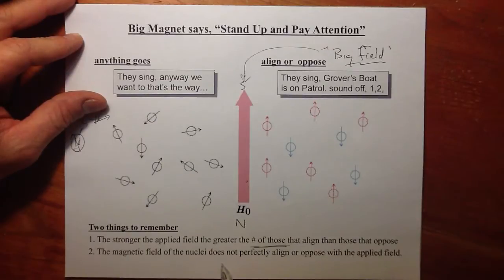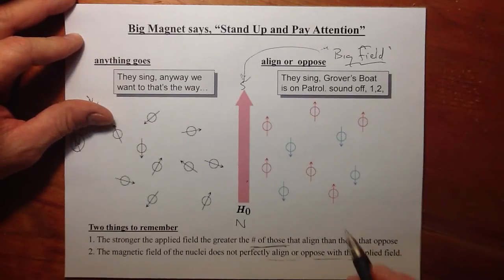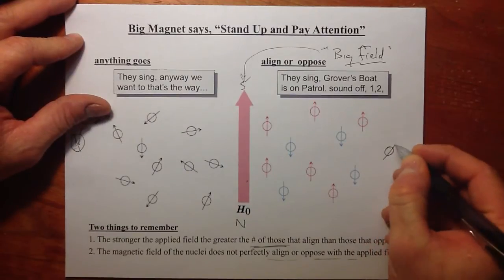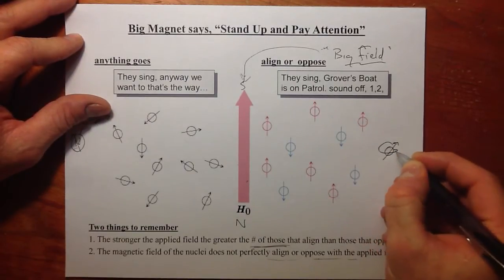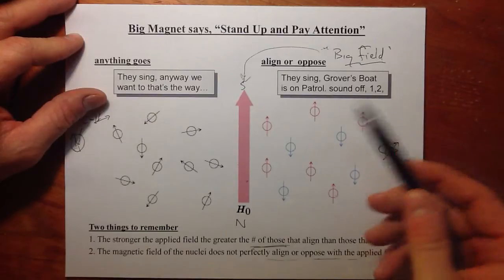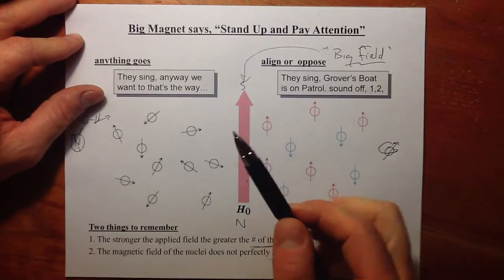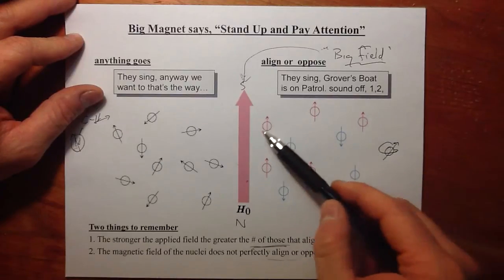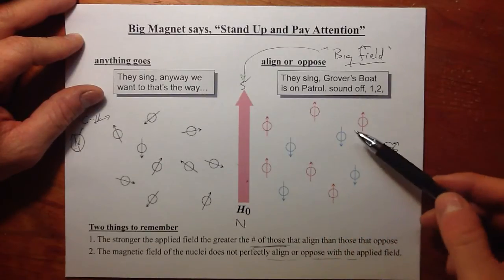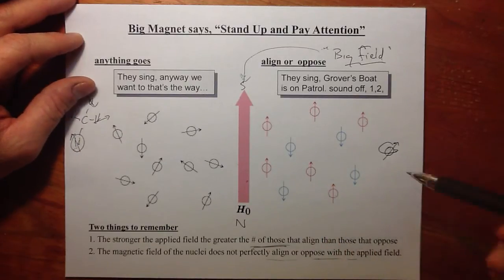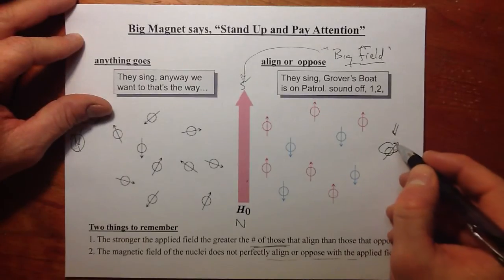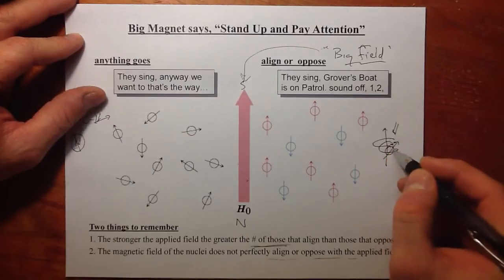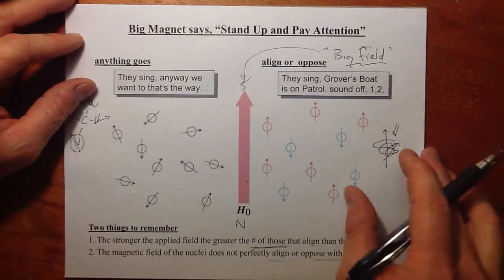The magnetic field of the nuclei does not perfectly align, so this is a little bit misleading. We really have some precession of the magnetic moment around the axis of the big field. That's really important. These are not perfectly either aligned or perfectly opposed. We're going to key in on this precession about the big field of these little fields. That's important.